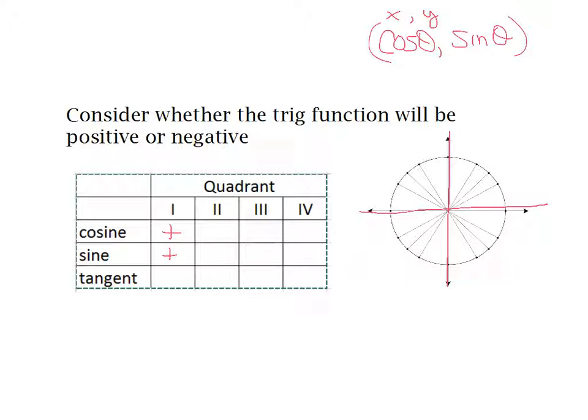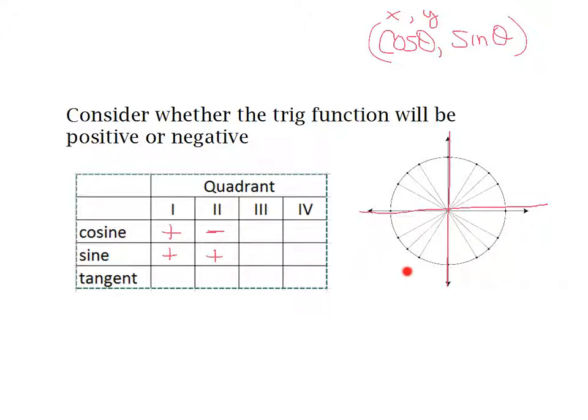We'll come back and do tangent at the end. Let's go over here to the second quadrant. On this one, you're going left and then you're going up. Left is negative. That's your cosine. It should be negative, but your sines will always be positive. Cosine will be negative, sine will be positive.